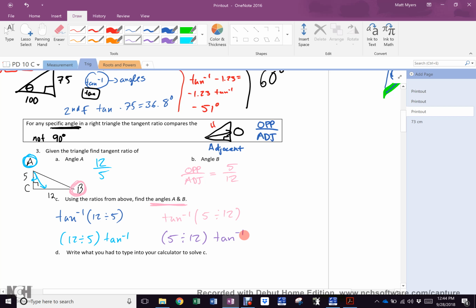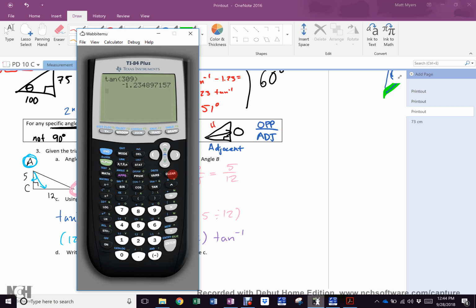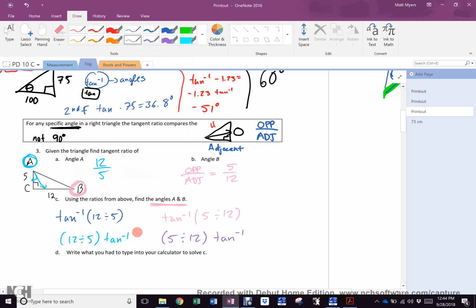What are the values of A and B? What is angle A's value? Shift tan, 12 divided by 5, close brackets, equals 67.38. Remember I said we like to take our angles to the nearest degree. So this guy is 67 degrees. What's this guy? You automatically know it. You don't even need to do it because it has to be 23, doesn't it?